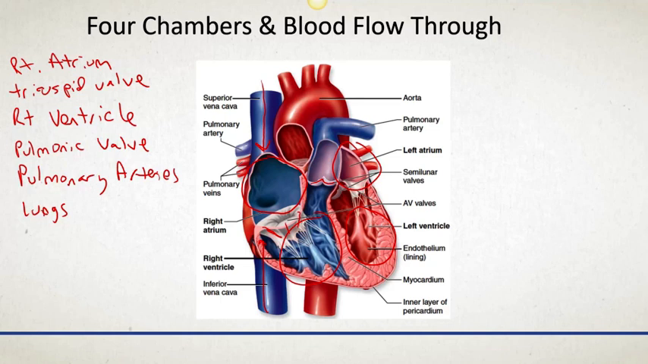In the lungs, the blood is going to exchange gases so that oxygen enters into the blood and carbon dioxide leaves the blood as waste. But from the lungs, we're going to come back into the heart through the pulmonary veins, and we enter into the left atrium. On the left side of the heart, we have this two-lobed valve known as the bicuspid valve.